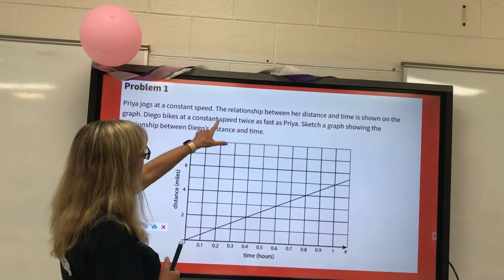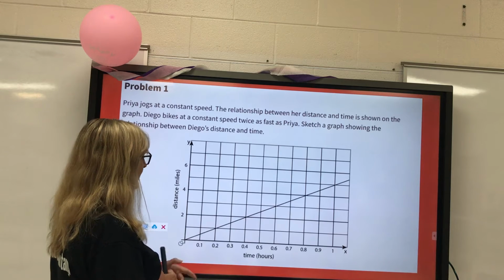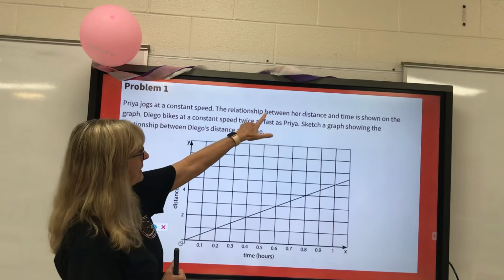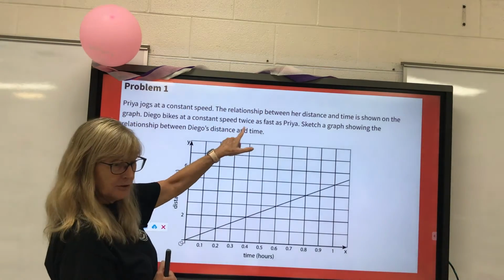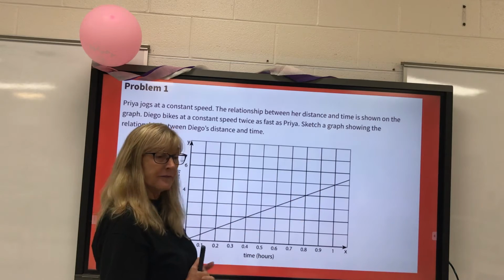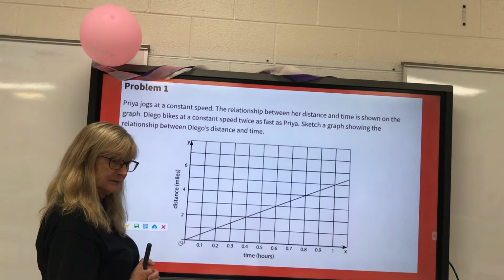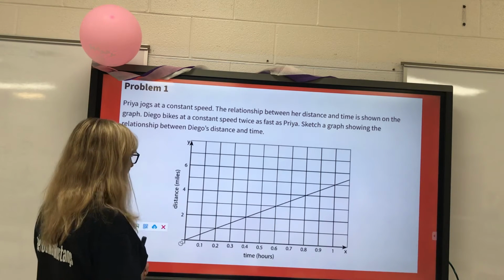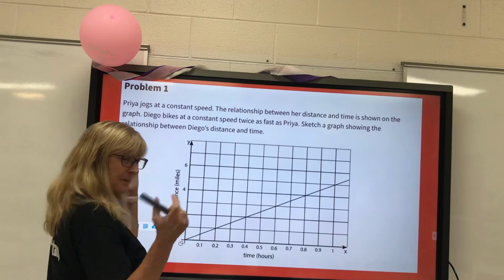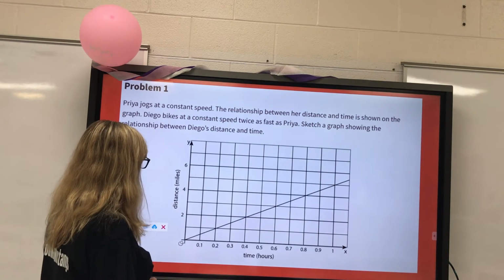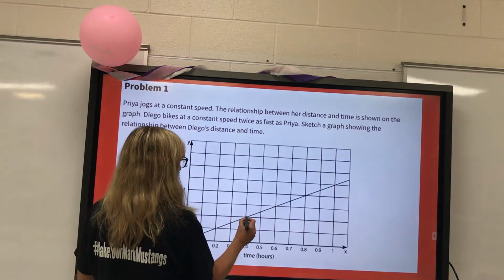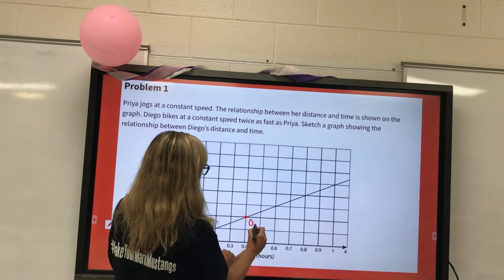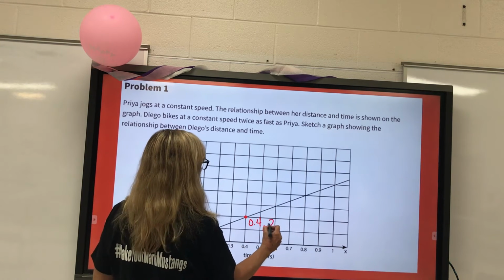So we want to go twice as fast. Well, do we know exactly how fast Priya's going? Did they tell us up here? No. Did they tell us in the graph? Can we figure out how fast she's going? How would we do that? What do we need to do? Pick a point. All right, what point do we want to pick? Let's pick this point right here. Okay, what does this point, 0.4, comma 2, mean?